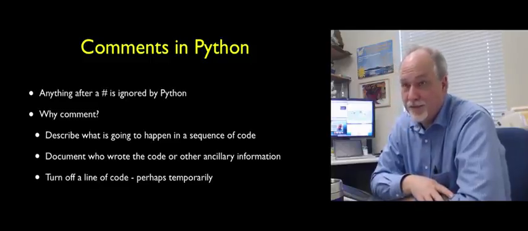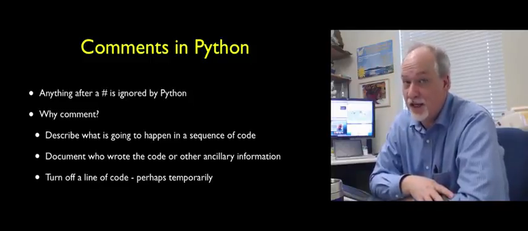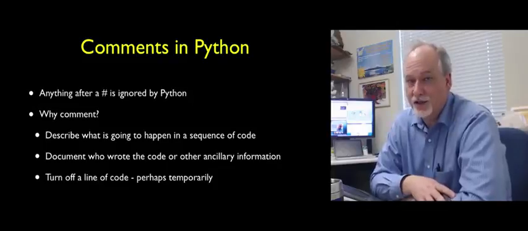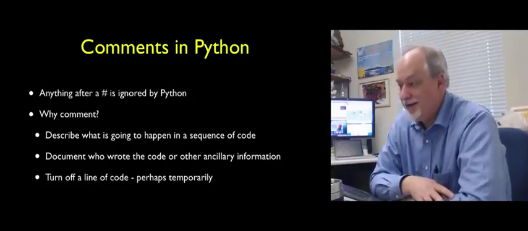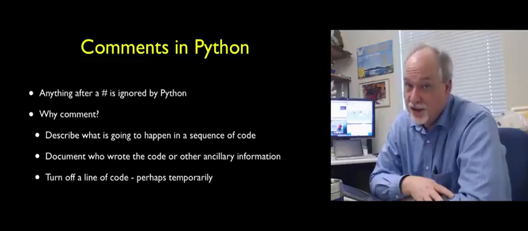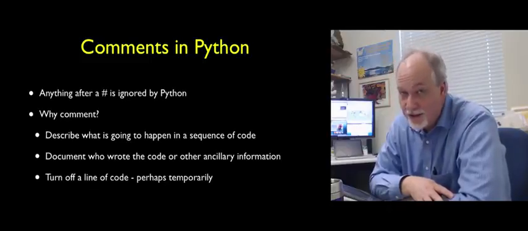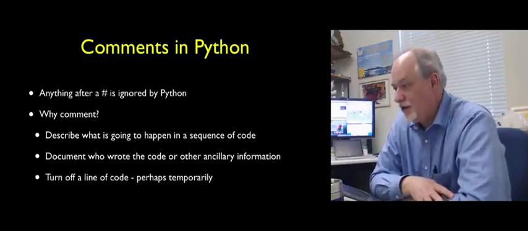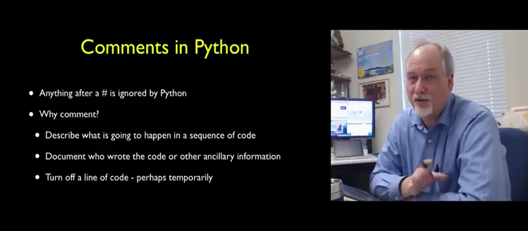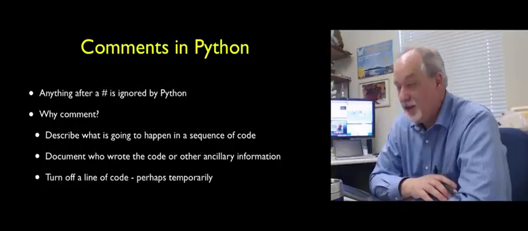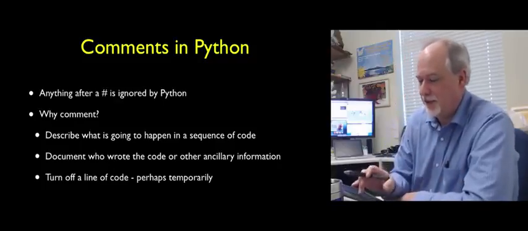One is sort of like paragraph headings, where you can say what's going to happen in English or your language. And you can write documentation that says this code was written by Charles Severance, December 2010. And you can also just hide a line of code to test and turn it on and off without actually deleting the line of code. It's a real common thing in debugging.